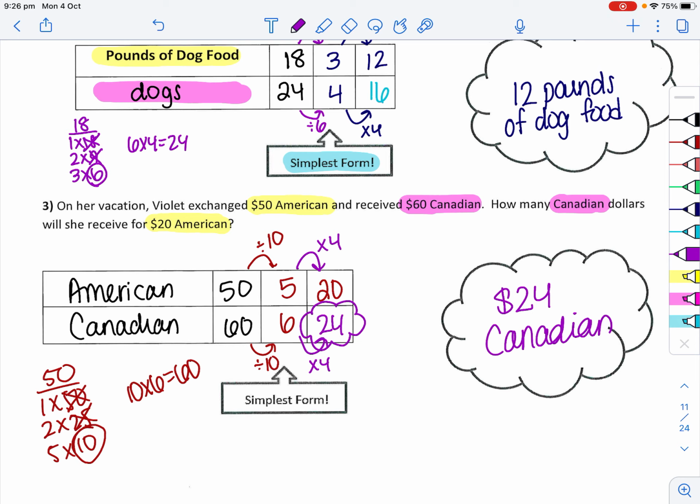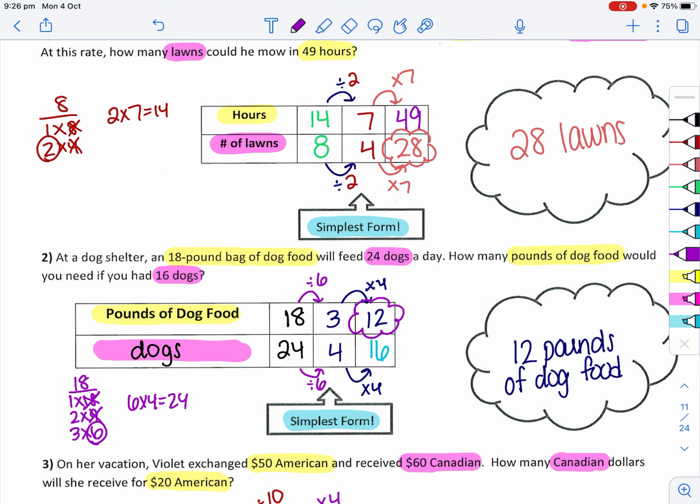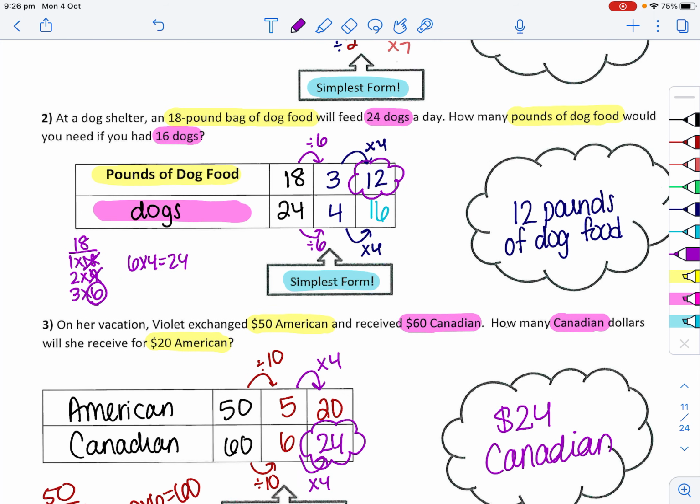Okay. So I'm still using my ratio tables. I'm still using multiplication and division, but now I've got to make a pit stop in the middle. So I've got to stop at that simplest form first in order to scale forward to get to the value that I need.